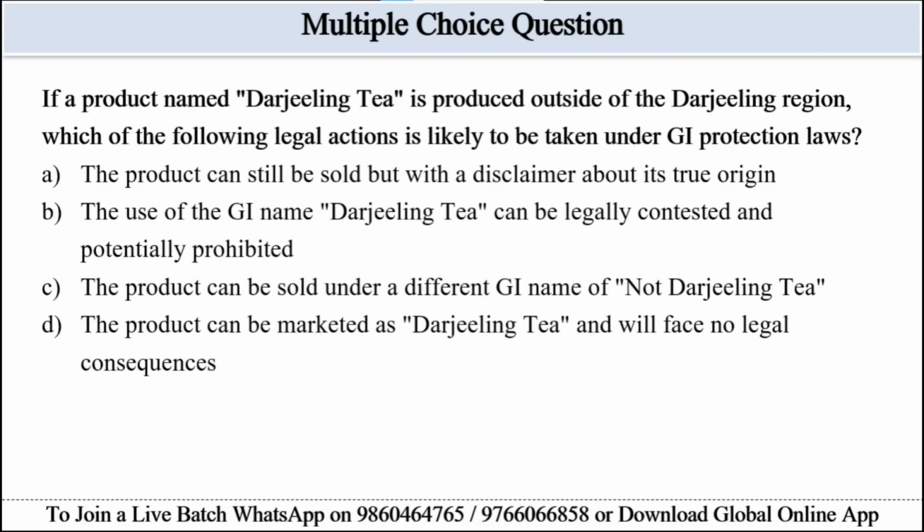But in case of option B, the use of the GI name Darjeeling tea can be legally contested and potentially prohibited. This one is correct because use of Darjeeling tea outside the region can be legally contested and prohibited. Hence, option B will be the correct answer here.